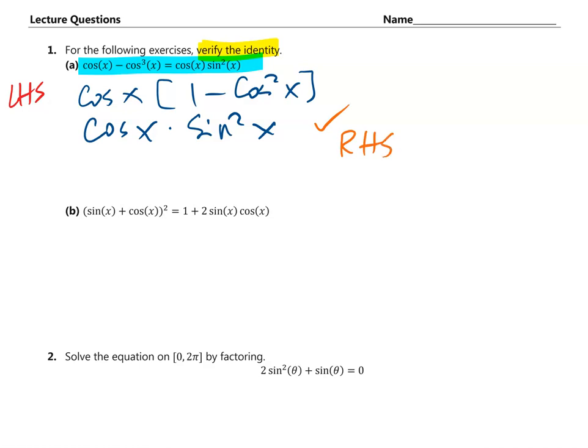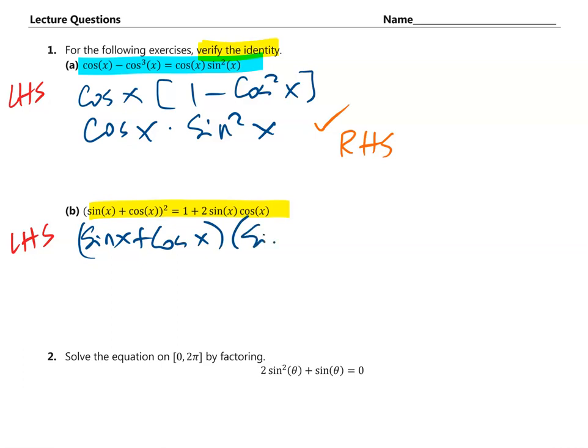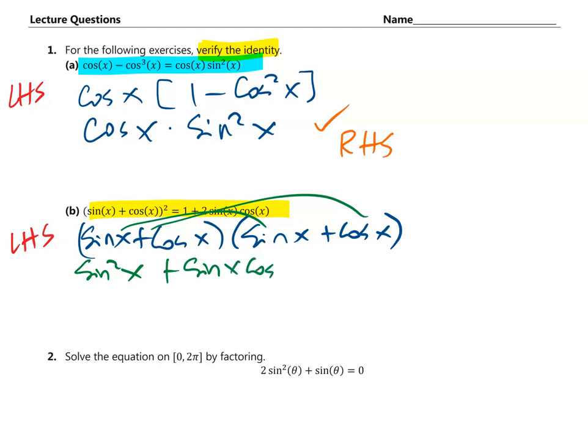That's it. Letter B: sine x plus cosine x, squared, is equal to 1 plus 2 sine x cosine x. So let's show that the left hand side is equal to the right hand side. Sine x plus cosine x squared means sine x plus cosine x times sine x plus cosine x. Let's distribute this. Sine x times sine x is sine squared x. Sine x times cosine x is sine x cosine x. Then the next two, sine x cosine x, and the last two terms, cosine x times cosine x is cosine squared x.